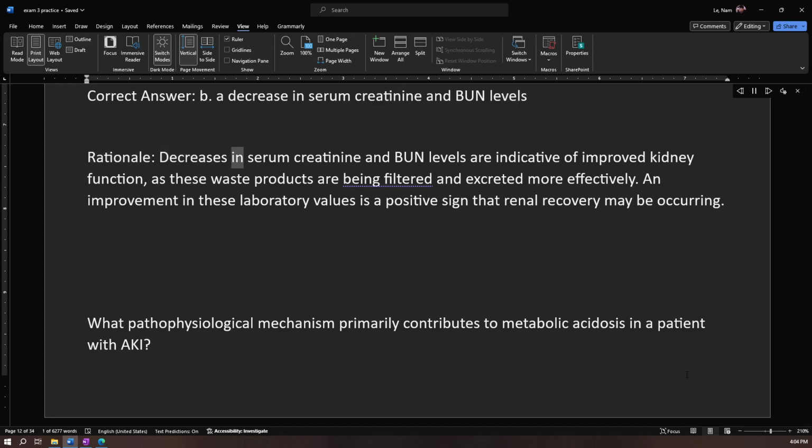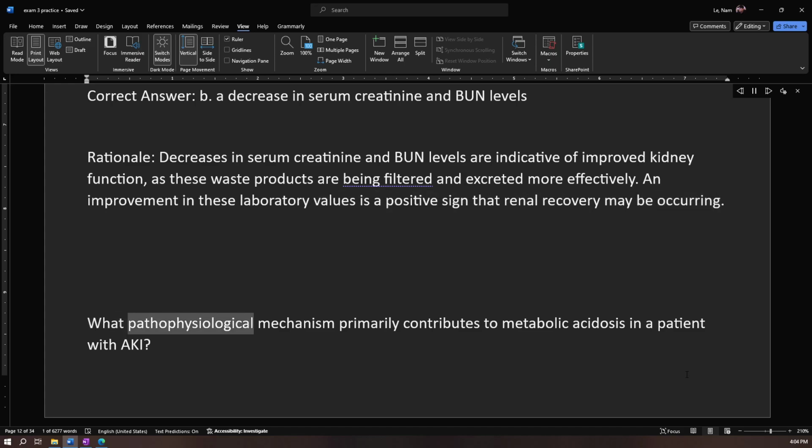Rationale: decreases in serum creatinine and BUN levels are indicative of improved kidney function, as these waste products are being filtered and excreted more effectively. An improvement in these laboratory values is a positive sign that renal recovery may be occurring.